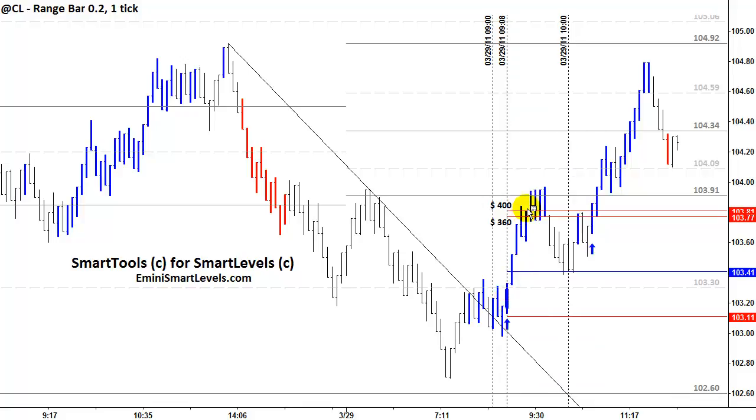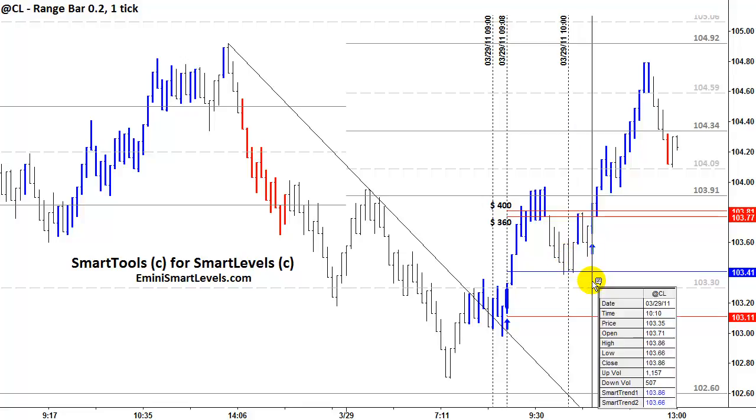I did not participate in this, but had I done so, I would have certainly shot for the overhead level of 103.91 and had a nice trade. As it was, I waited for the news to get absorbed a little bit going into the 10 o'clock news, and then I waited for the market to react to the 10 o'clock news.